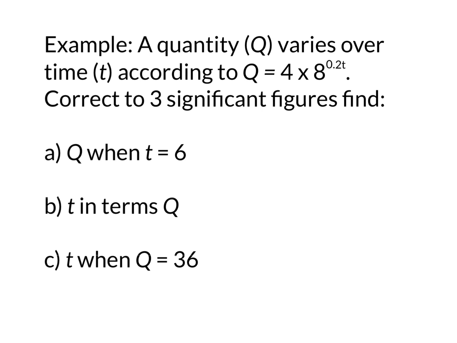So here's our question. We've got a quantity q compared to time t, and we're looking at the formula q equals 4 times 8 to the 0.2 t. We want our answers to three significant figures. So using these three questions that we have here.